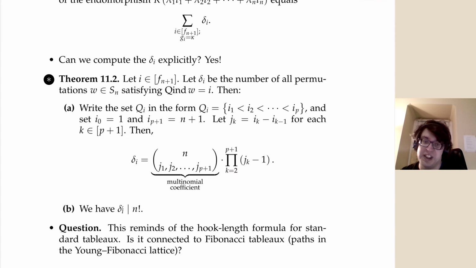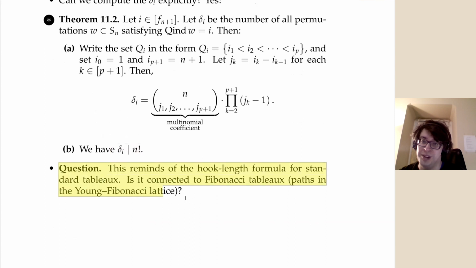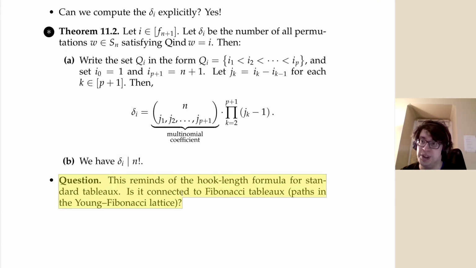Fun fact is that just like the hook length formula, this is a divisor of n factorial, which to us suggests that this should be a number of tableaus of a certain kind. Who knows, maybe it's Fibonacci tableaus. Unfortunately, none of us fully understands Fibonacci tableaus, so I will leave this as a question to anybody who does. Is there a tableau theory behind this? We don't know.